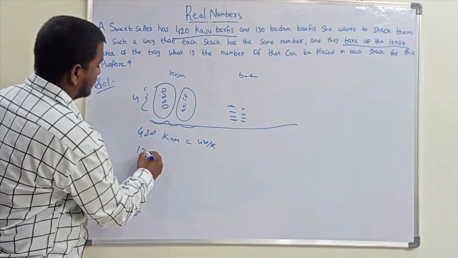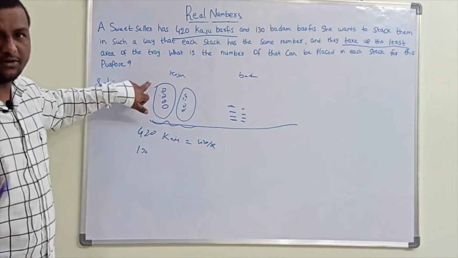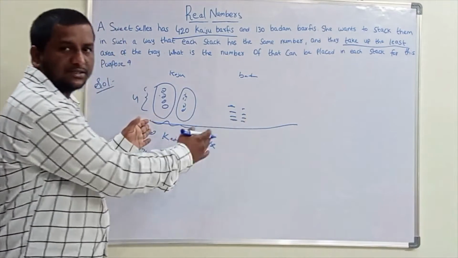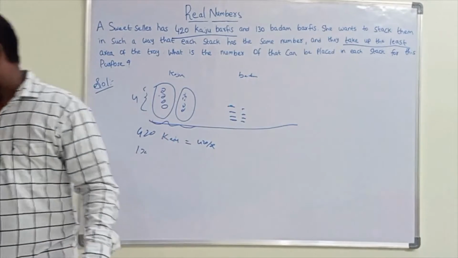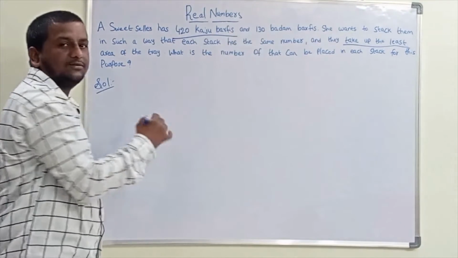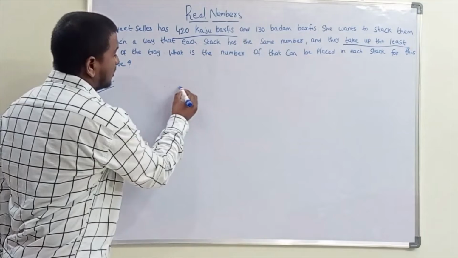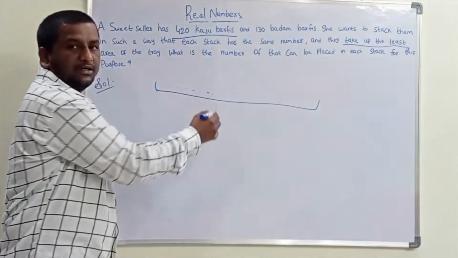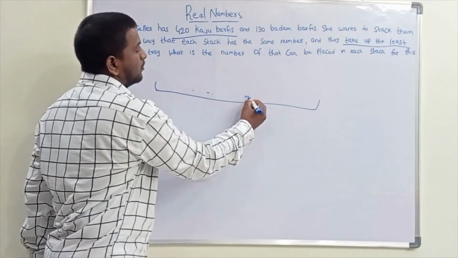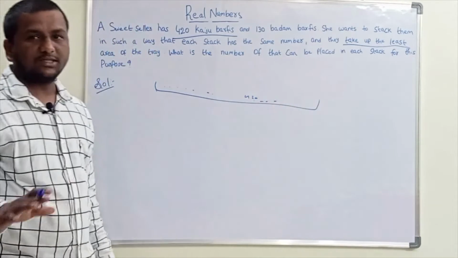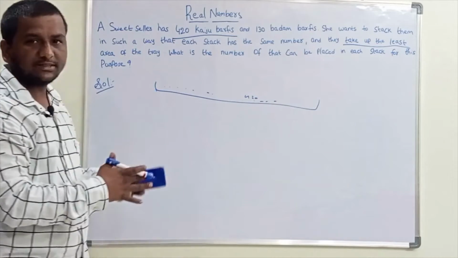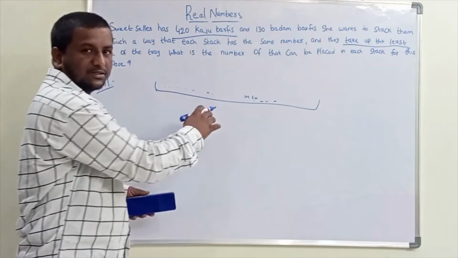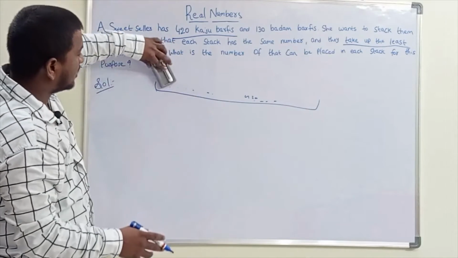Similarly for 130. So here our task is to find out the stack size that helps us take the least space. Just for example, let's say if the stack size is 1, then what happens? Badams will take 130 tray area and kajus will take 420 tray area. Let's assume the tray has enough space to accommodate all this. But is this the least space? No. This is not the optimal solution.